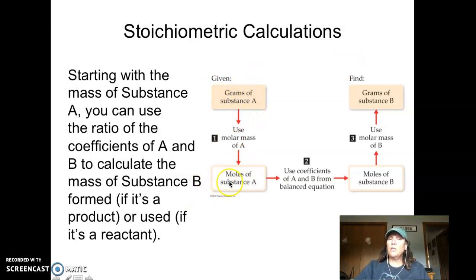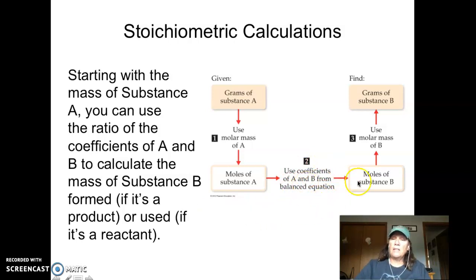Once you get the stuff you're going to start with into moles, then you do what they call a mole ratio. It comes right from your balanced equation. You put moles of what you start with on the bottom, moles of what you're trying to find on top. This is the only time you use your balanced equation. It's important to remember that. And then if it just asks for moles, you're done.